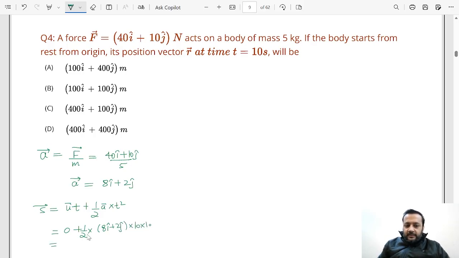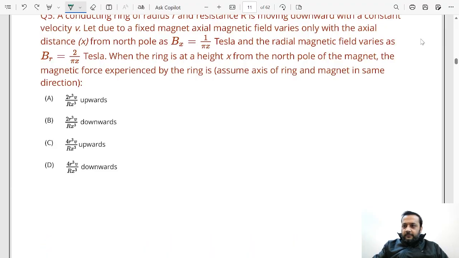So from here you can see that this becomes how much? 50 into 8 is 400, and 50 into 2 is 100. So 400 i cap plus 100 j cap. This will be the total value of the displacement. Also remember, we have to find the position vector, but since the particle started from origin, we can say that position vector will be equal to displacement. All right, now let us see this question.